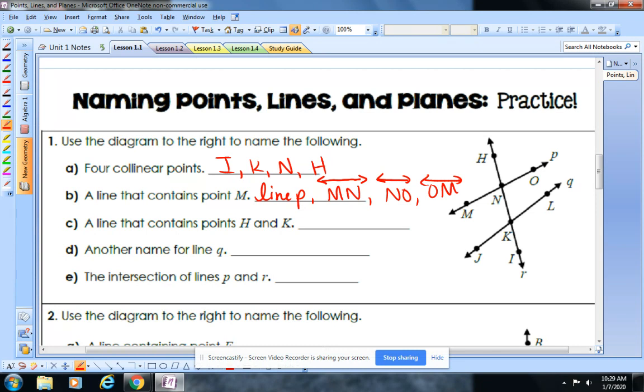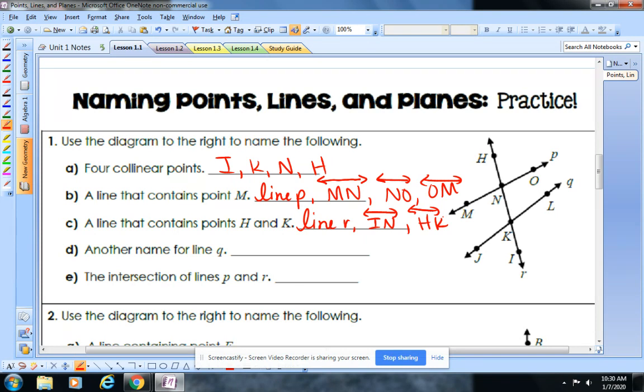All right, C says a line that contains points H and K. So somebody give me one name of a line that contains points H and K. Line R. Give me another name for it. Line IN. So that means you would do IN with the line over it with the arrows, right? Somebody give me one more. There's still lots of them. HK with the arrow over it. So if you use points, you have to use capital letters with the arrow over it. If you use the lowercase letter, you just say line that letter. Okay?